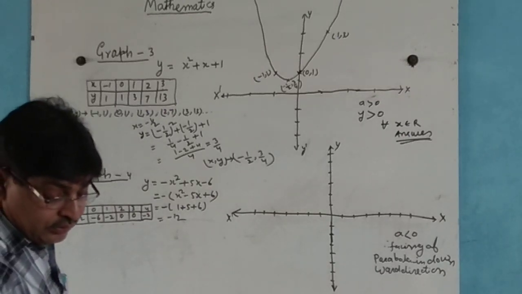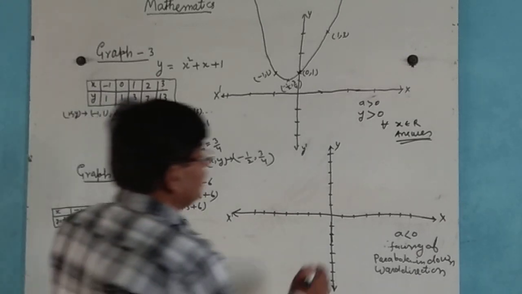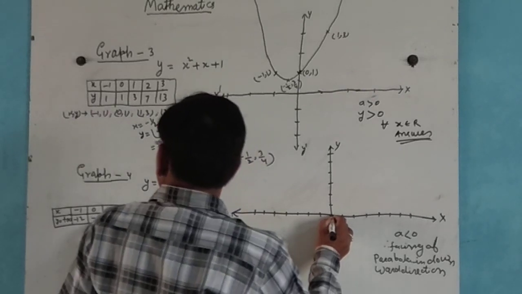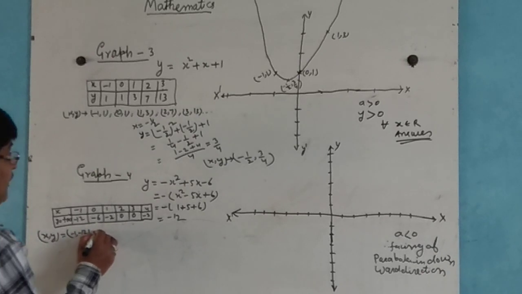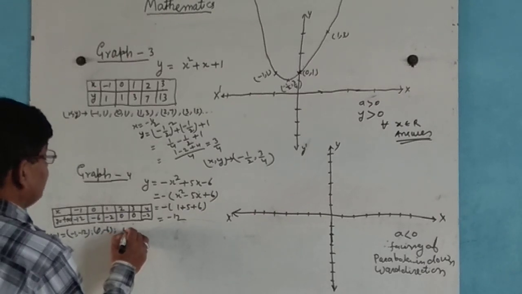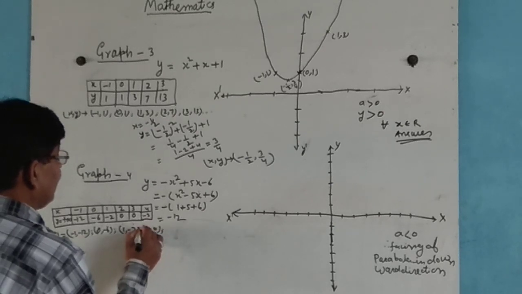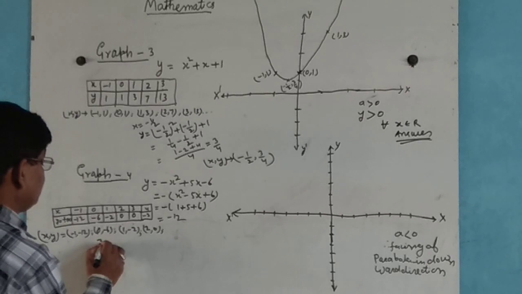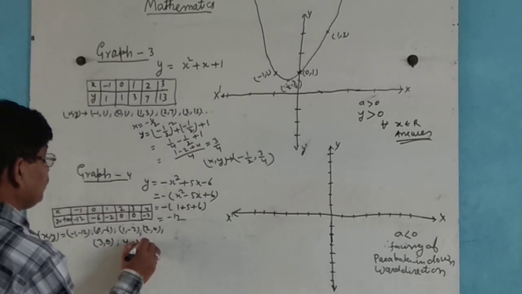Then we put this on the graph. The points are (-1, -12), (0, -6), (1, -2), (2, 0), another point (3, 0), and another point (4, -2).